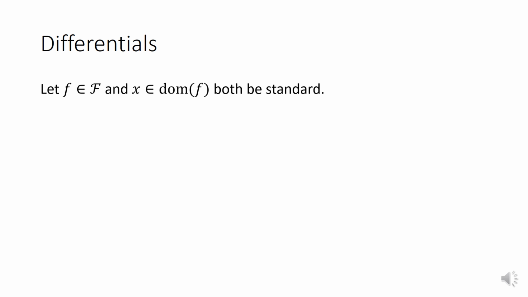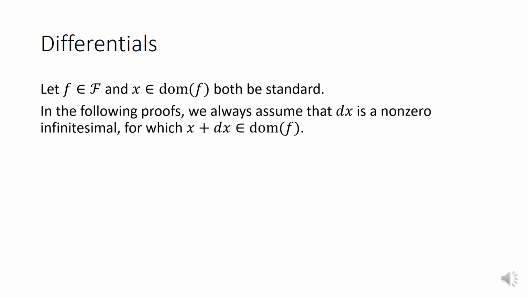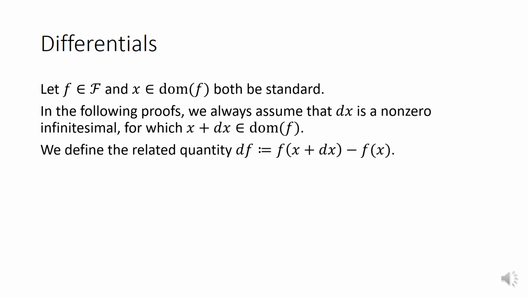A few remarks on the designation of differentials. Let f be a real function and x in the domain of f, both standard. In the following proofs, we always assume that dx is a non-zero infinitesimal for which x plus dx is in the domain of f. We define the related quantity df as f of x plus dx minus f of x. Previously we wrote dy instead of df, but the designation df is more flexible if we want to consider the differentials for multiple functions.